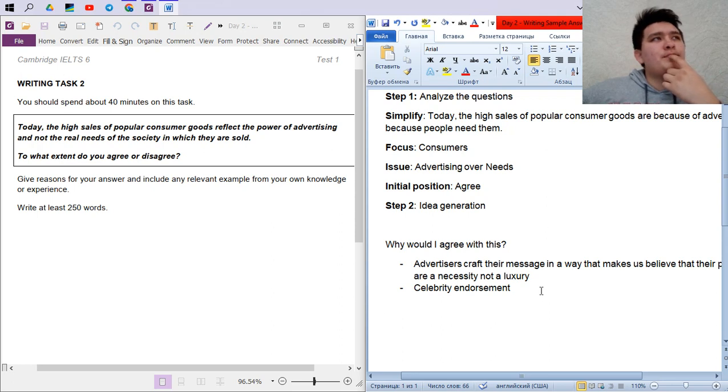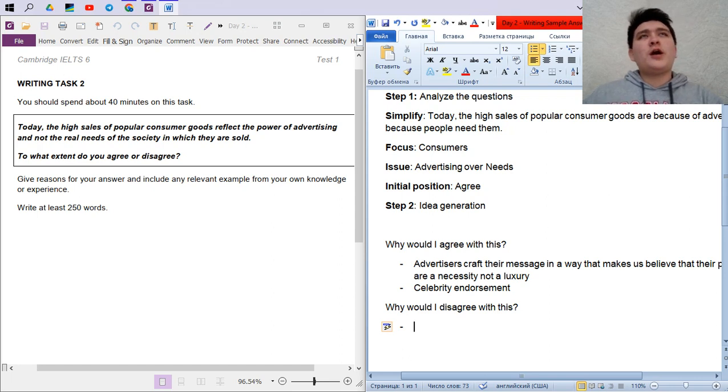Yeah, I guess that should be enough, right? So why would I disagree with this? It's only when you think about it from a different angle that you realize you may have more ideas for the other side. So we buy a lot of things because we what? Because we need them, right? So can we come up with any reasons why this is not true?